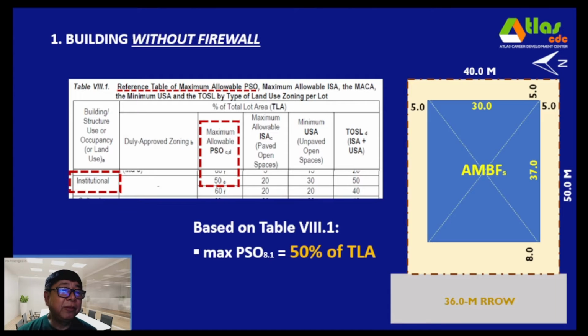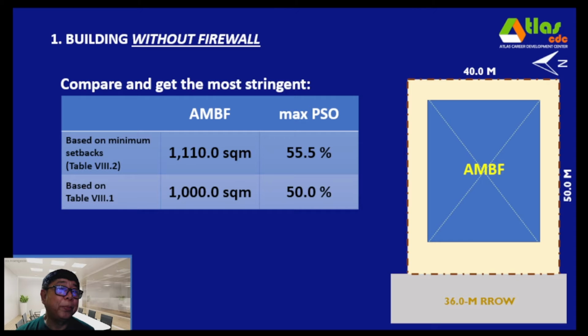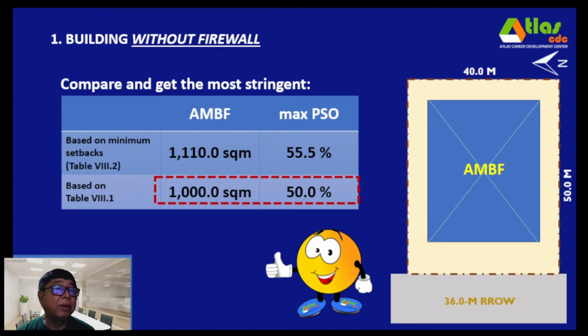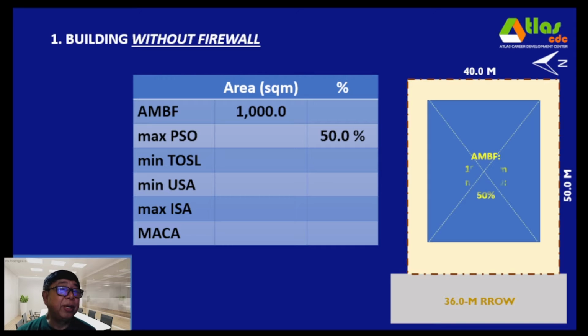And so 50% of the total lot area will give you an AMBF of 1,000 square meters. So if we are going to compare the two possible values and get the most stringent, it means that the one that will be prevailing is based on Table 8.1, wherein you have a maximum PSO of 50% and an AMBF of 1,000 square meters. So that will be now our final answer for the AMBF, most stringent, and the maximum PSO.